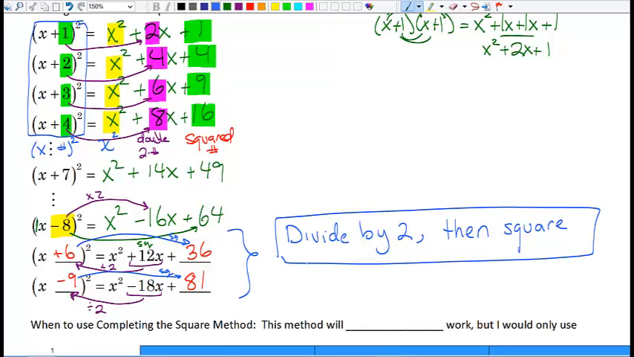Divide by 2 and square is going to be our little mantra whenever you're trying to complete the square. We will always be dividing by 2 and squaring. In the next couple of problems, you will be given the first 2 terms and you have to fill in the blanks just like we did on the last 2 problems. You'll be given the first 2 and you have to fill in the other blanks by dividing by 2 and then squaring, which is why we did this little exercise before I actually teach you how to complete the square.